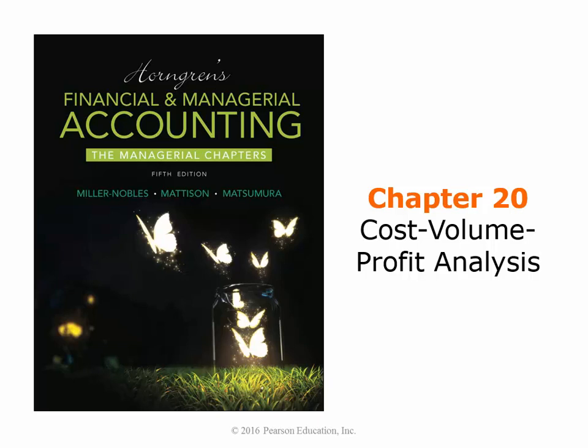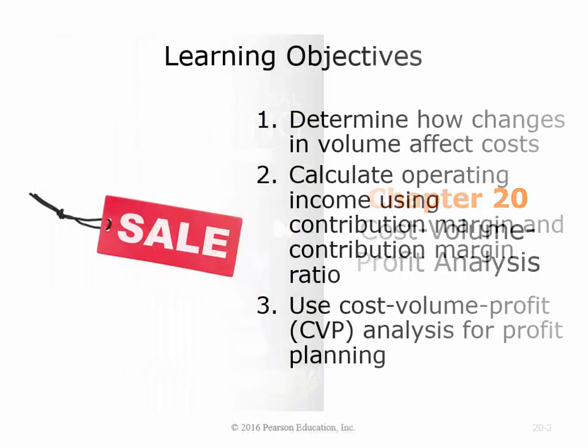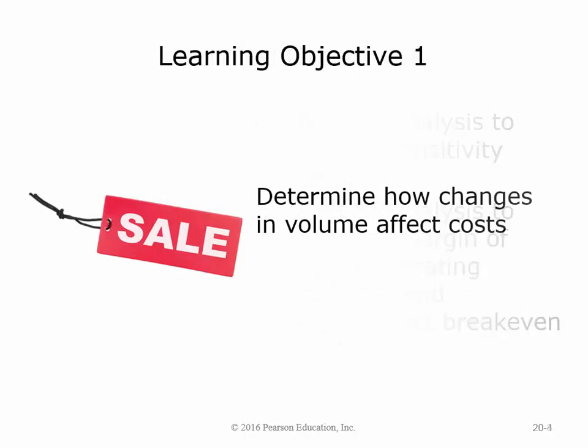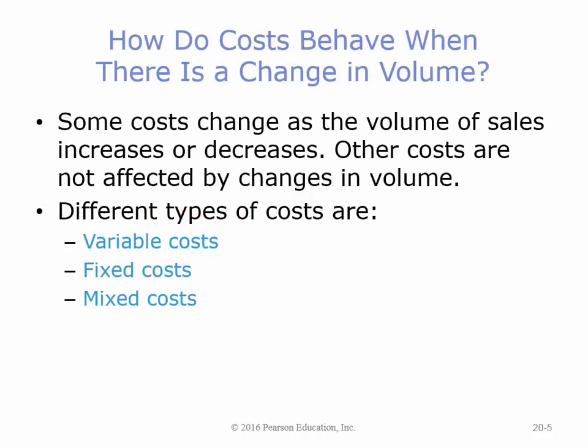So I don't think there's anything that's rocket science here, but I do like that they look at it a little bit differently. So there's the learning objectives. I won't read them. We'll just get into it. So determine how changes in volume affect costs. Okay. Well, this would be super easy if all costs behaved the same way, but they don't.